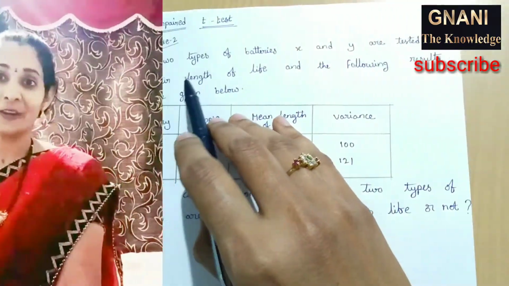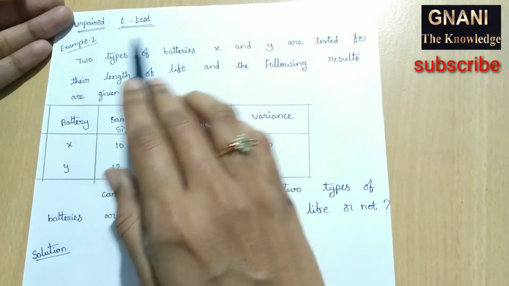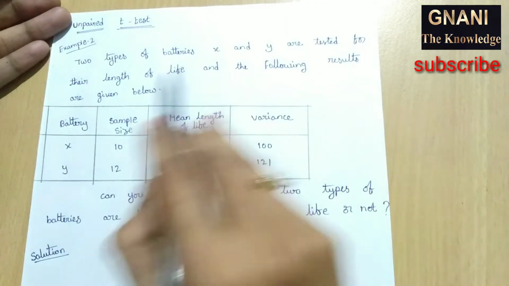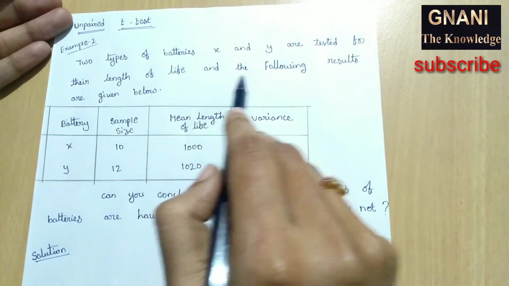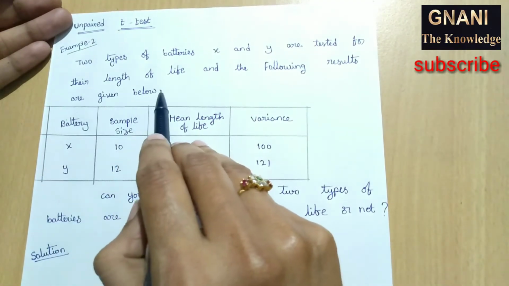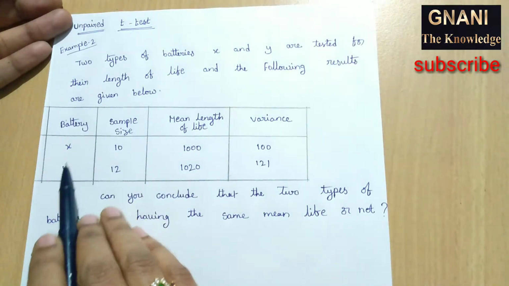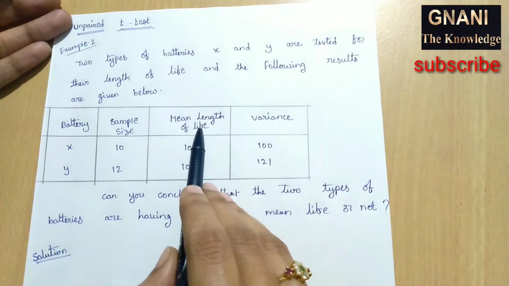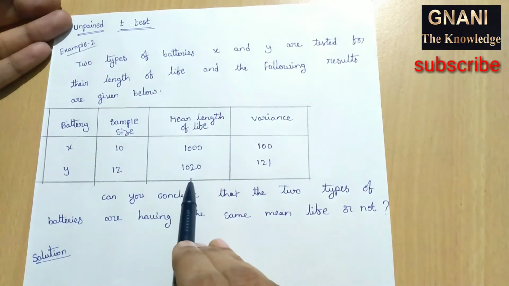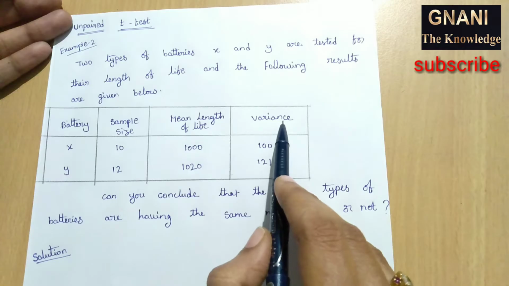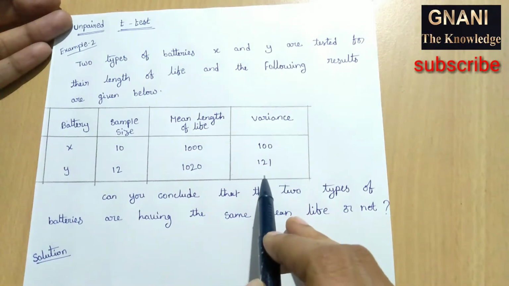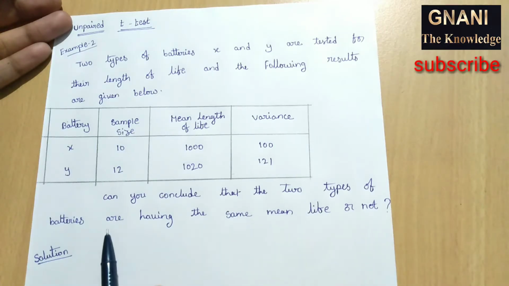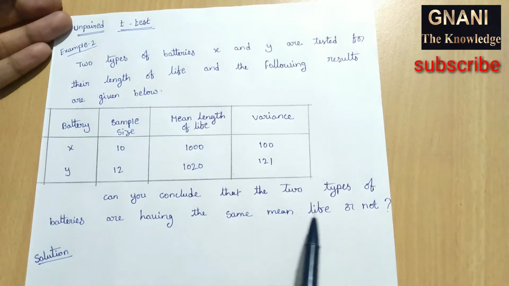Let's go to unpaired t-test example 2. Two types of batteries X and Y are tested for their length of life and the following results are given below. Battery X, Y, sample size 10 and 12, mean length of life 1000 and 1020, variance 100 and 121. Can you conclude that the two types of batteries are having the same mean life or not?